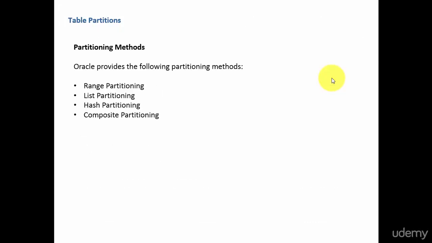So what are the different kinds of partition methods we have? We have range partitioning, list partitioning, hash partitioning and composite partitioning. We'll be discussing each one of these partitioning methods in the coming sessions.